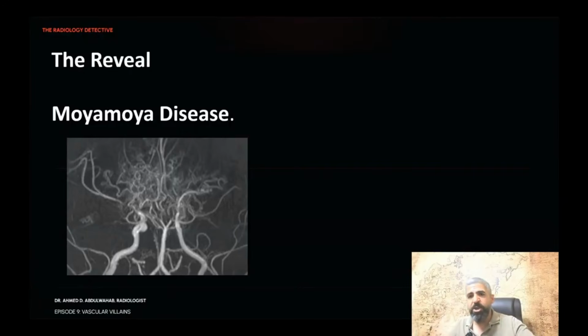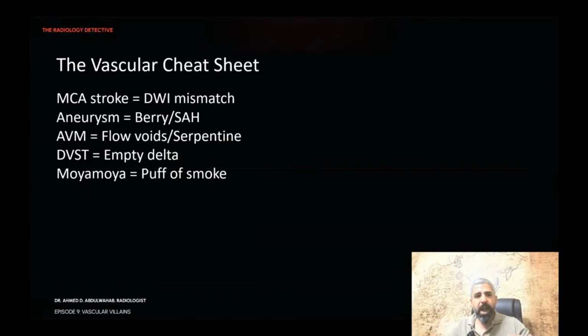So, the vascular cheat sheet, keep in mind: MCA stroke, there will be a DWI, or diffusion weighted imaging, mismatch. Aneurysm, there will be perianeurysmal or subarachnoid hemorrhage. AVM, we will see flow voids, serpentine in nature. Cerebral venous sinus thrombosis, we will see the empty delta sign. Moyamoya, we will see the puff of smoke.